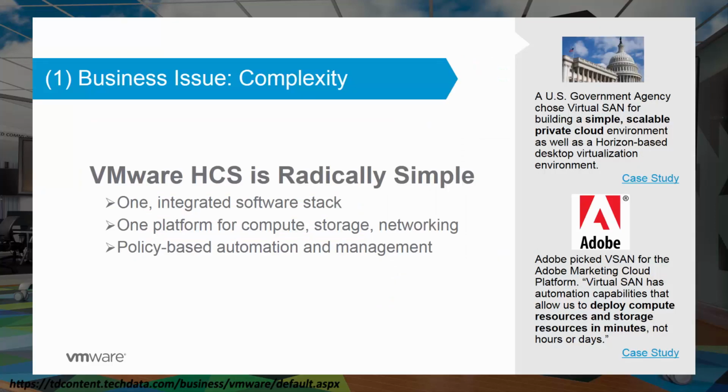So again, the first business issue that we just mentioned was complexity. VMware's hyperconverged storage, or HCS, is radically simple. It offers one integrated software stack, one platform for compute, storage, and networking. And policy-based automation and management make it that much easier to manage, reducing the complexity.